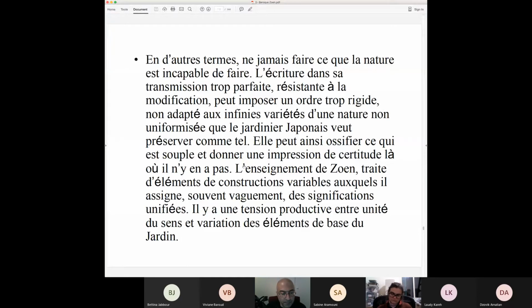If you attempt a too rigid transmission, a too rigid model of the garden, well, what you would be forced to do is, in fact, modify this variety, standardize this variety, uniform it.